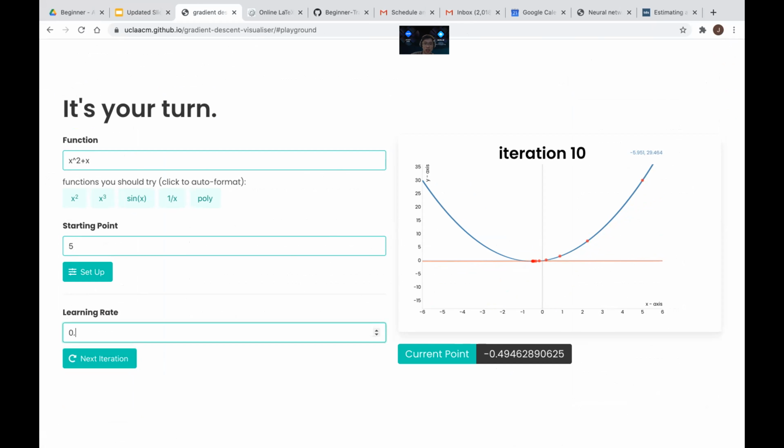But what if we change this learning rate to something like 0.02?